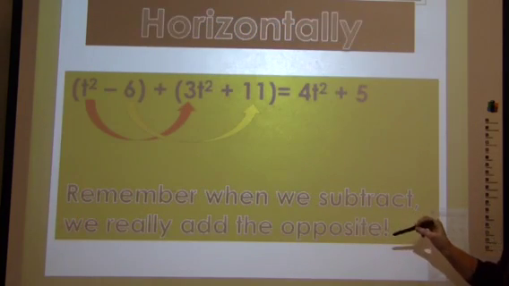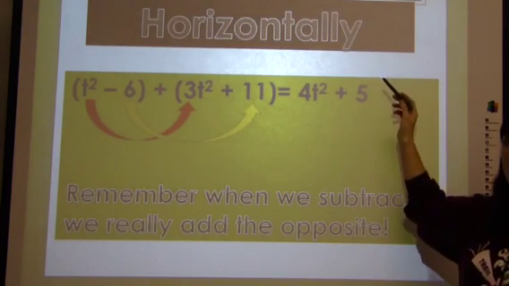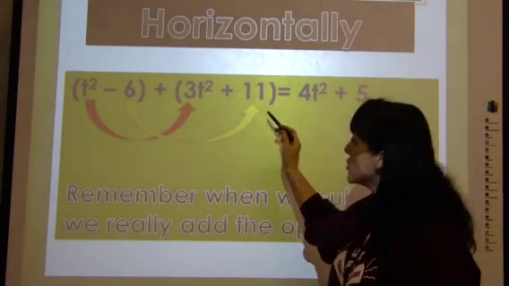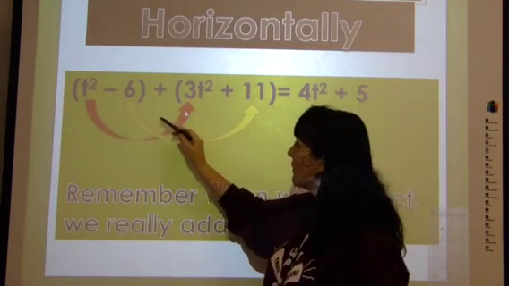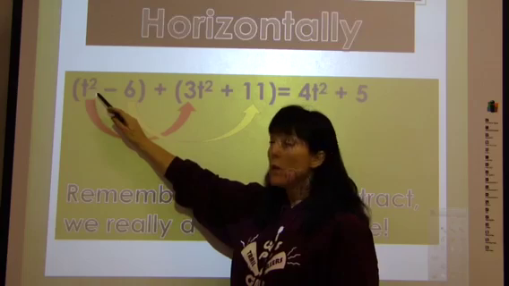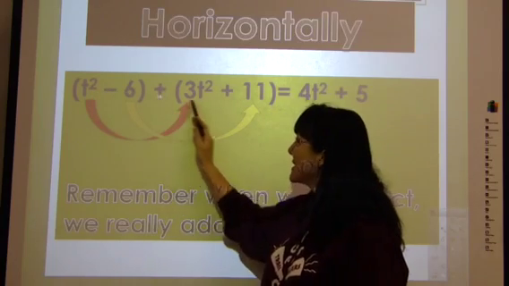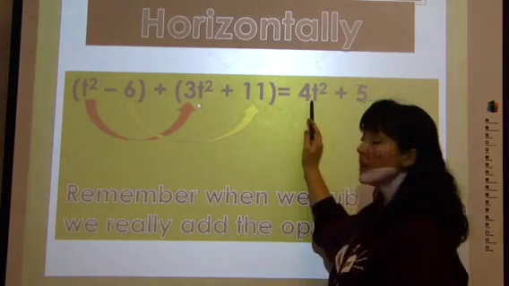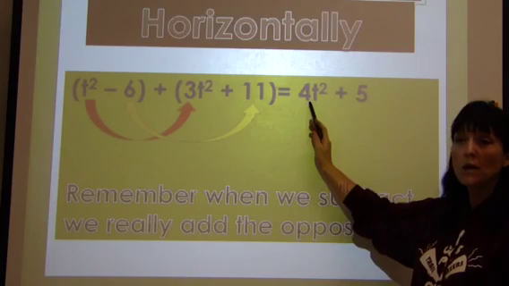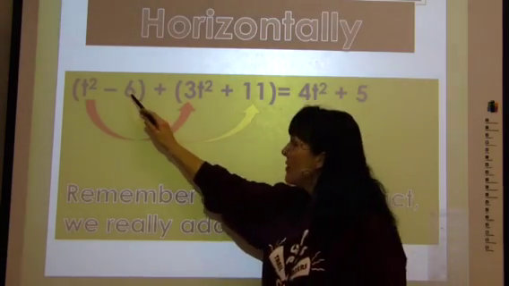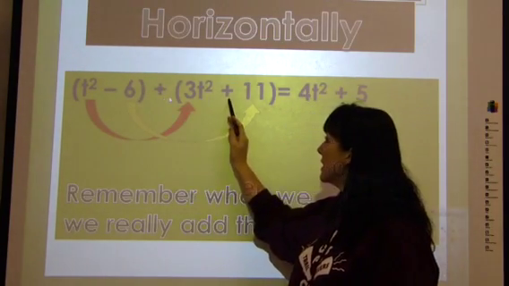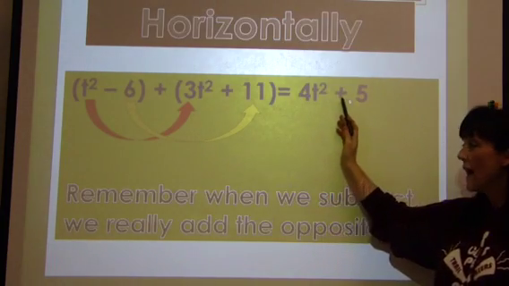As I mentioned, the second way for us to add polynomials is horizontally, from left to right. So you follow the arrows that I have here. We're going to add like terms. We've got t squared plus 3t squared. You're still going to end up with the same answer. It's 4t squared. And negative 6 plus 11 is 5.